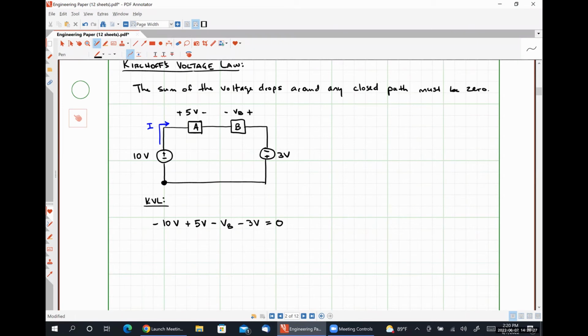And then we can solve for that unknown voltage VB. So using what I hope is a trivial amount of algebra, we have VB is equal to negative 10 volts plus 5 volts minus 3 volts, which is equal to negative 8 volts. Does anyone have any questions regarding that analysis?